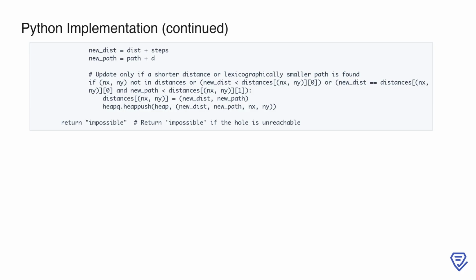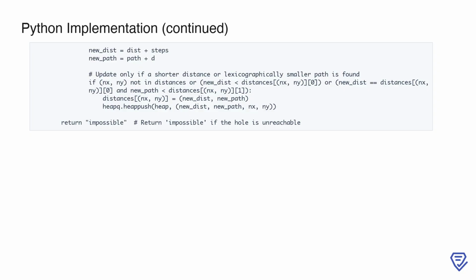Now, we check if this new position and path provide a shorter distance or a lexicographically smaller path compared to what we have stored in the distances dictionary. If so, we update the dictionary with the new distance and path, and we push this updated information into the heap for further exploration. This ensures that we systematically explore the maze, always prioritizing shorter distances and resolving ties with lexicographical order.